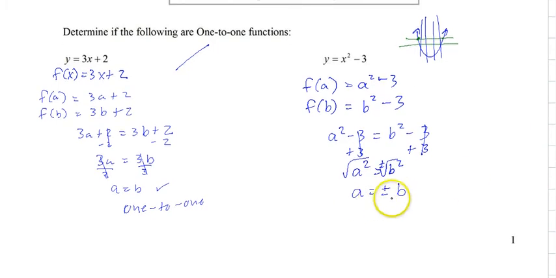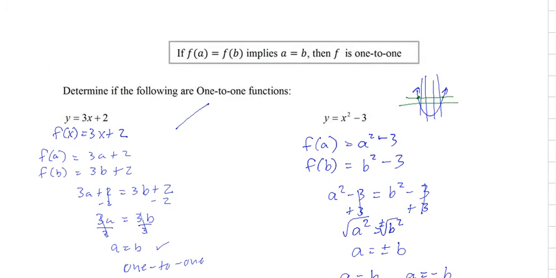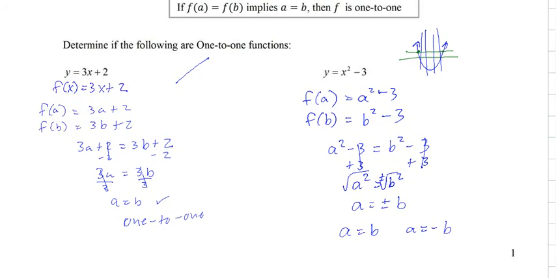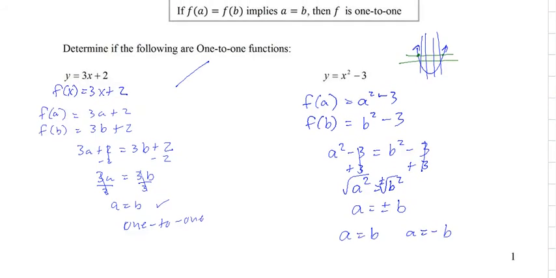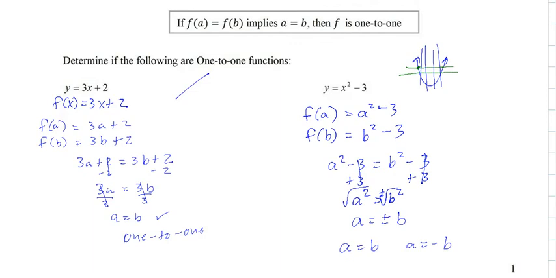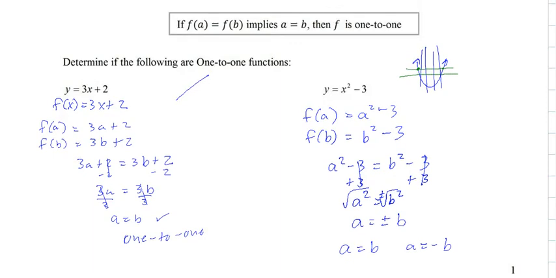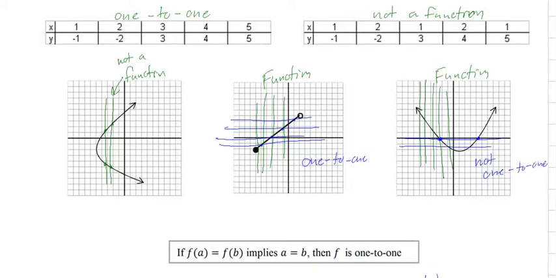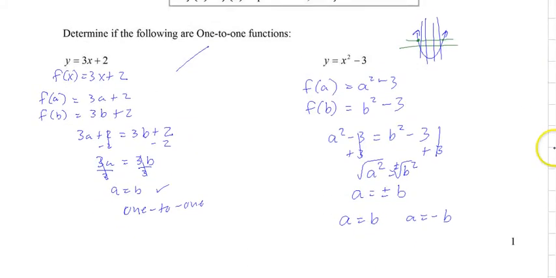This doesn't mean they're equal. A does equal b, but a also equals negative b. So we are getting more than one value. We are getting a repetition. So this is not one-to-one. It has to be a equals b. So to review, if you're looking for one-to-one functions, you can graph them, or you can plug in an a, plug in a b, and solve. And if you get a repetition, then it's not one-to-one.